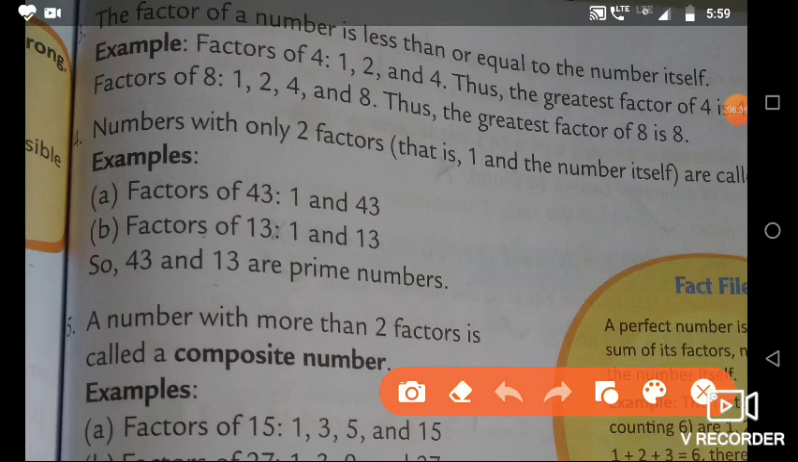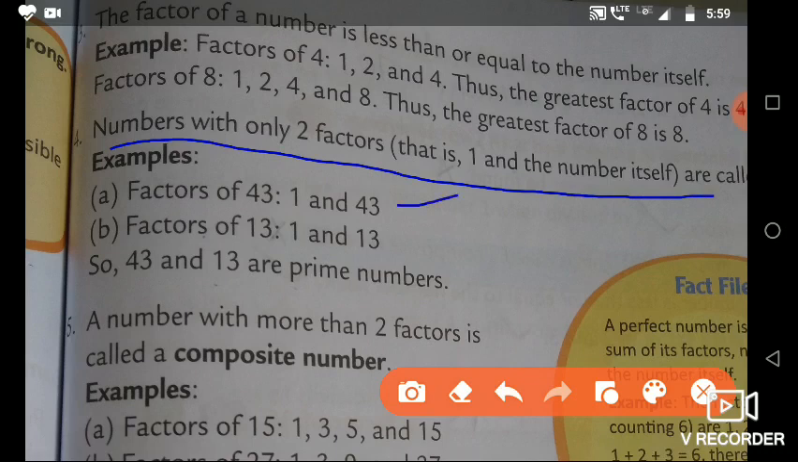Next, a number with only two factors, that is 1 and the number itself, is called a prime number. For example, the factors of 3 are 1 and 3. Here you can see only two factors, that is why we call this a prime number. The factors of 13 are 1 and 13, only two factors, so we call it a prime number. So 3 and 13 are prime numbers.